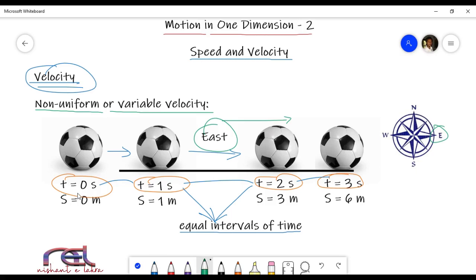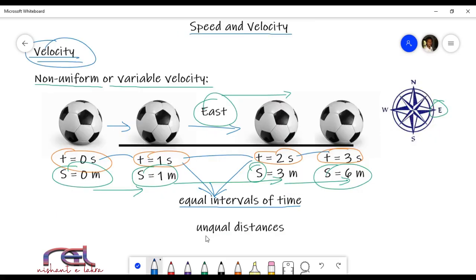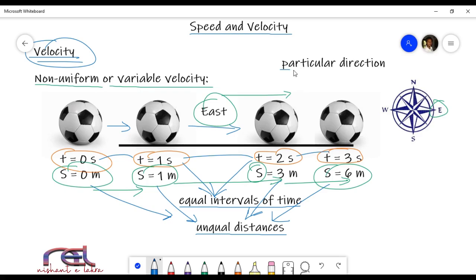Now let's see about how much it has moved. Okay, the displacement. Initial point 0 meter, then in 2 seconds 3 meter, and in 3 seconds 6 meters. And of course in 1 second it has moved 1 meter. By this we see that the distance traveled is not same. All right, it's unequal. In 1 second it has traveled 1 meter, in 2 seconds it has traveled 3 meters, in 3 seconds it has traveled 6 meters. So the distance covered is unequal, but we know that it is moving in a particular direction, right?